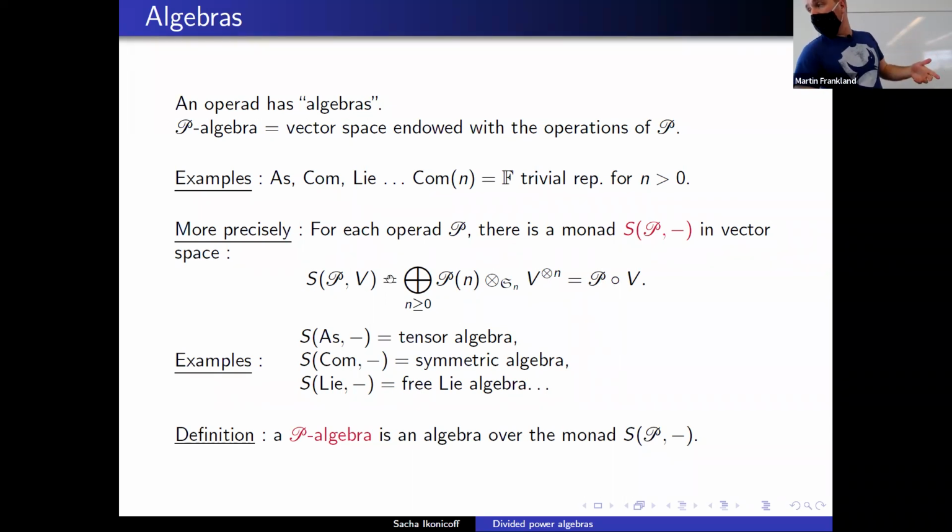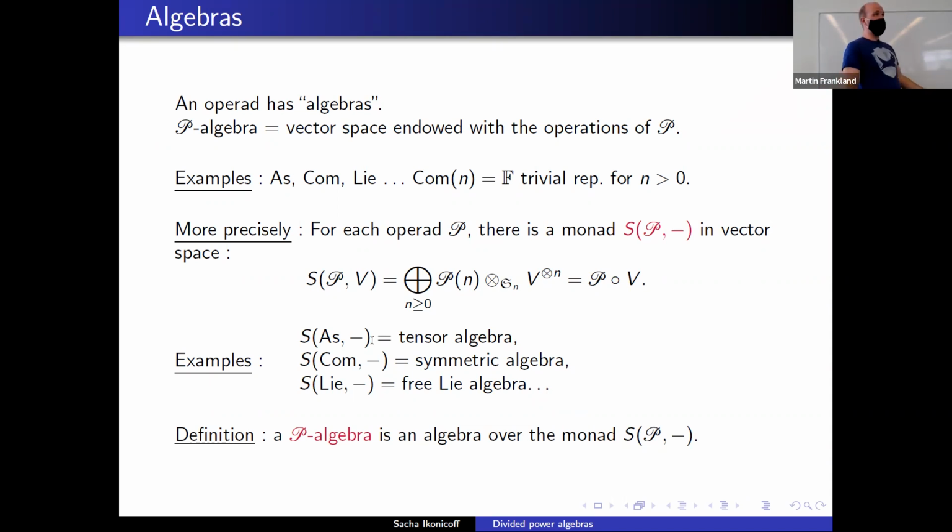And by defining that, I can prove that this has a monad structure. For example, for the operad of associative algebras, what I should find is the monad of free associative algebra, which is also called tensor algebra. For commutative associative algebra, you have the symmetric algebra, etc. So by definition, what we call a P-algebra is actually an algebra over this monad that we created from the operad.